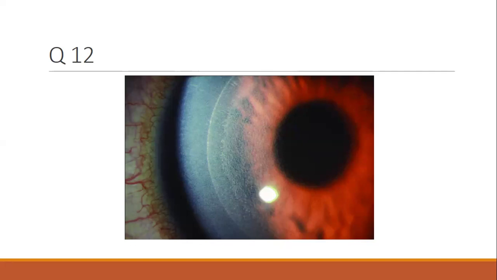IOP can be checked with the tonopen, but that is not reliable because you have to cut the cornea. So it's not reliable. So you want to see the fluid also, the space between the flaps. How can you find it? Anterior segment OCT.